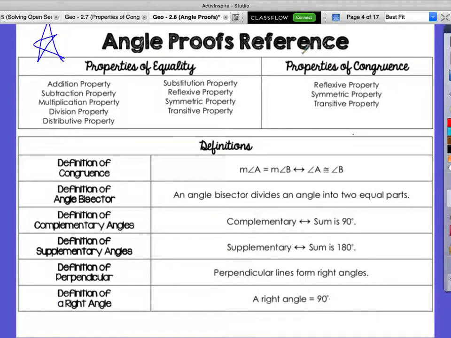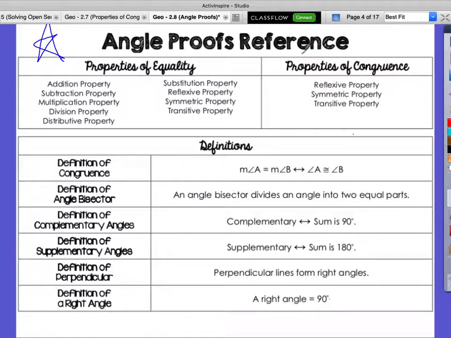Then we have another definition. It's definition of angle bisector. Okay? If we recall, an angle bisector divides an angle into two equal parts. Divides it into two halves. Cuts it in half. So if we ever see an angle cut in half or cut into two equal parts, we're using our definition of angle bisector to do that.